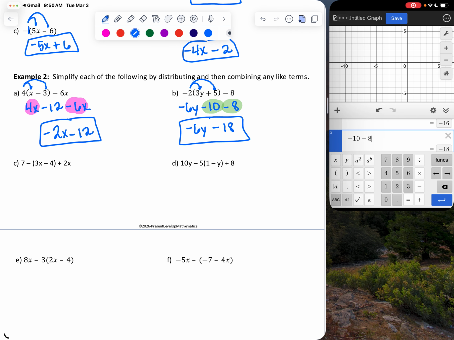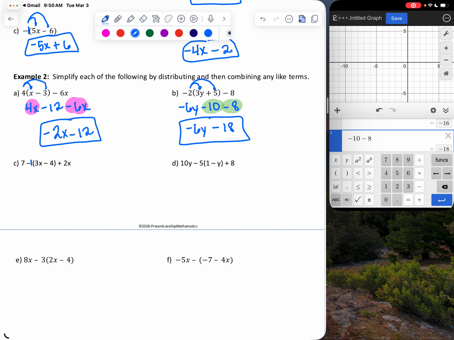All right, so in problem C, we have 7 minus the quantity 3x minus 4 plus 2x. Remember, to make this one a little easier, you may want to put in a 1 there. Now, once you do that, you want to be careful. You may be tempted to take 7 and subtract 1. Don't do that, because we must use the order of operations, which say that we multiply first.